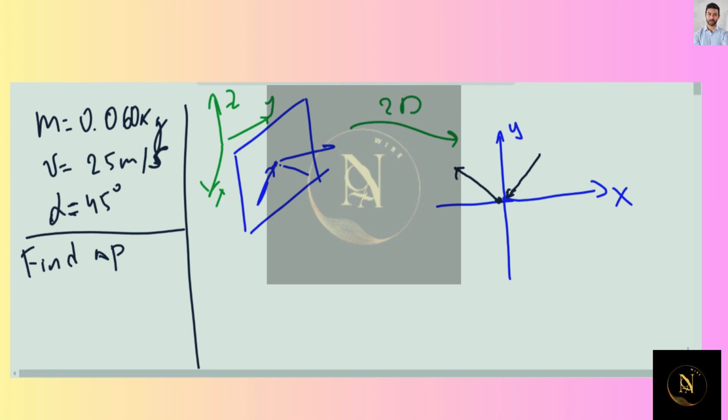So as we know, the speed doesn't change, so it means that the initial speed of the ball equals the final speed of the ball, equals 25 meters per second.